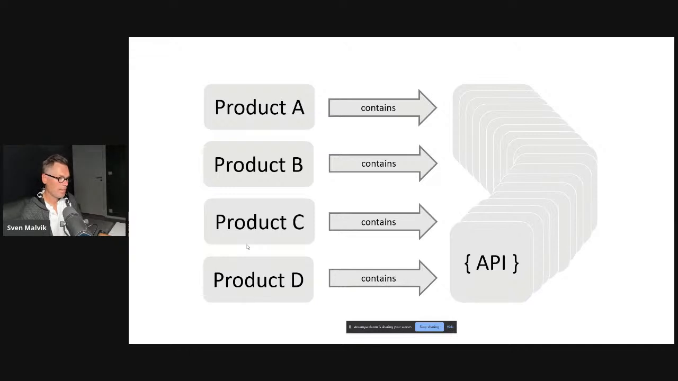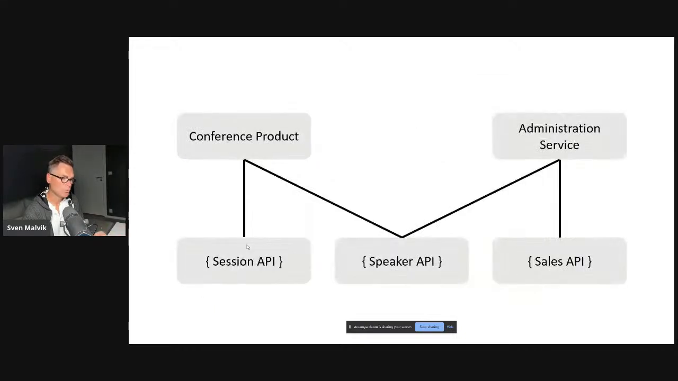So in a nutshell, there are many APIs. You can have hundreds of APIs in your instance, and then you can have, I don't know if it's unlimited, but a lot of products as well, and they can contain none, all of the APIs, or just a subset. And then you would subscribe basically to this product. So the conference product would have a session API and a speaker API, and the administration service has the speaker API and the sales API.